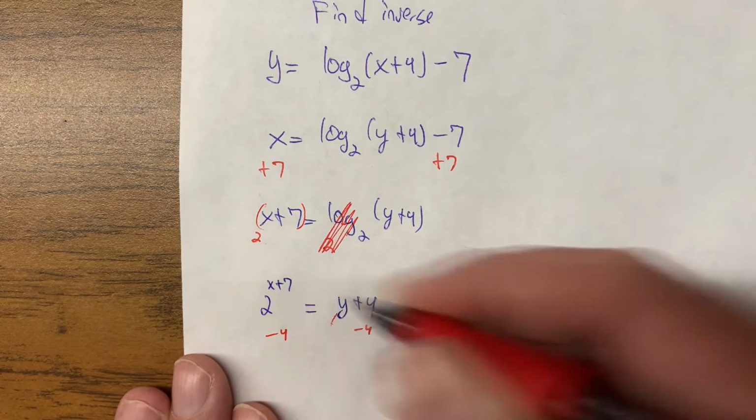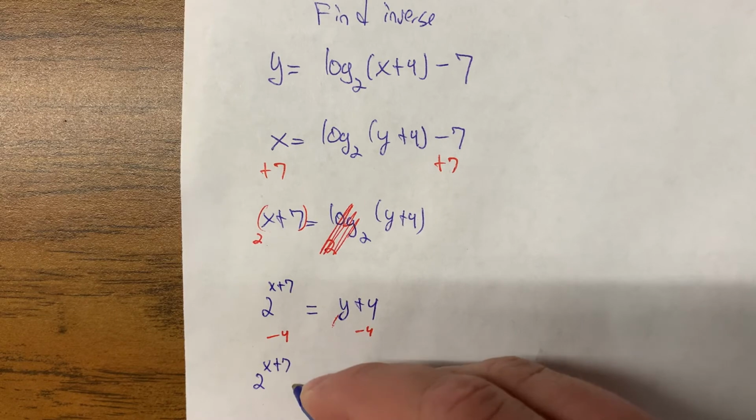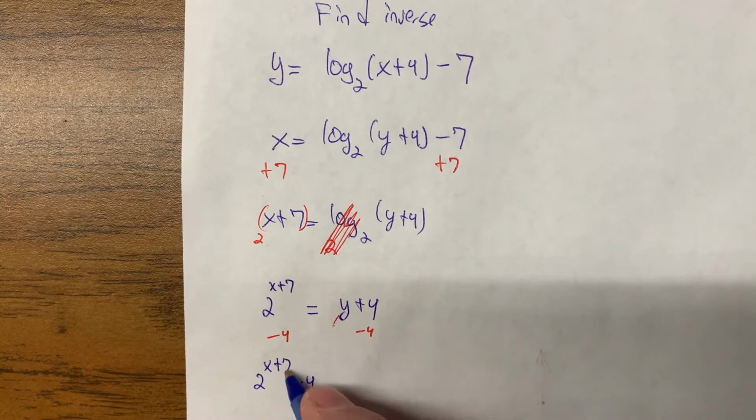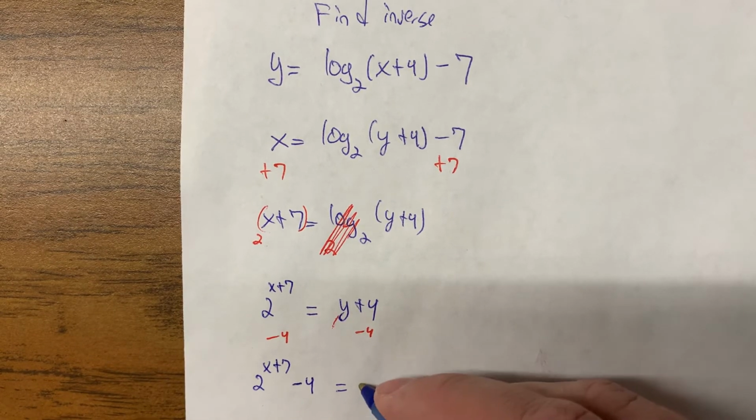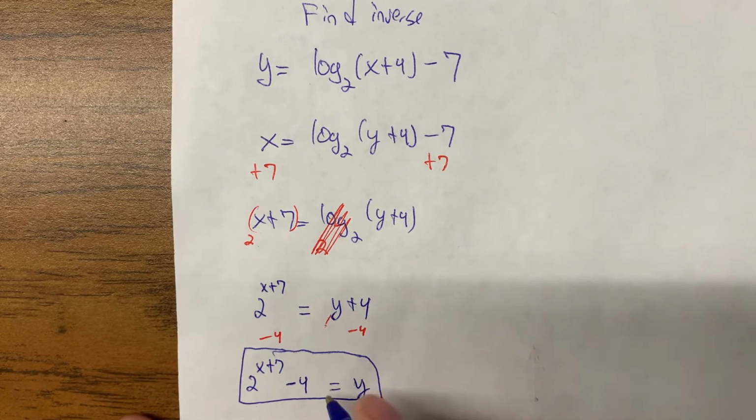And this minus 4 does not combine inside the exponential. We write it as 2 to the x plus 7 power, minus 4. If we put the minus 4 up there, it would be saying we'd be doing it as an exponent, which isn't what we're doing here. So this is what y is equal to. y is equal to 2 to the x plus 7, minus 4.